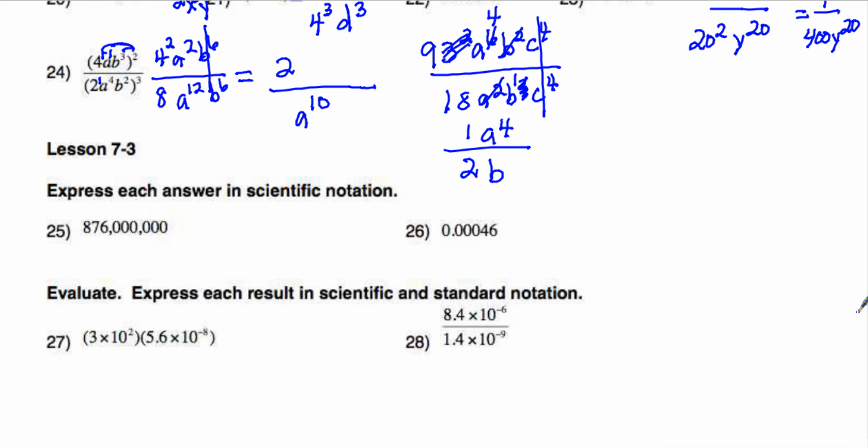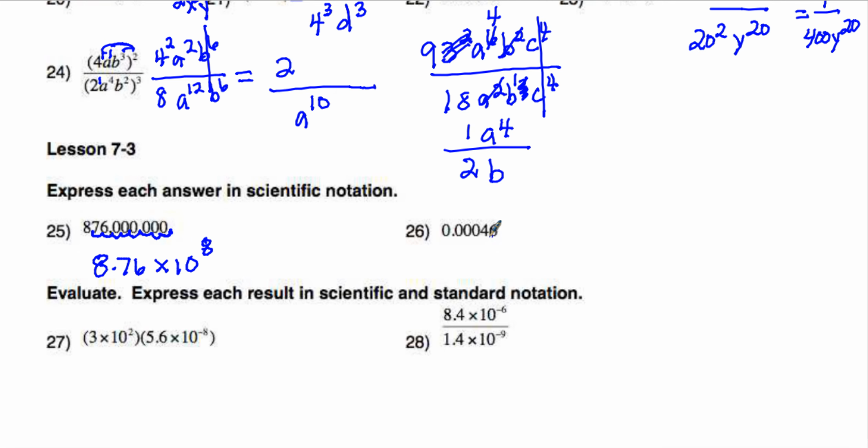Express each answer in scientific notation. Remember, for this one, you can plug it into your calculator, but my decimal is here right now, so I'm moving it to the left 1, 2, 3, 4, 5, 6, 7, 8. My number has to be between 1 and 10. So we get 8.76 times 10 to the 8th. It's as easy as that.